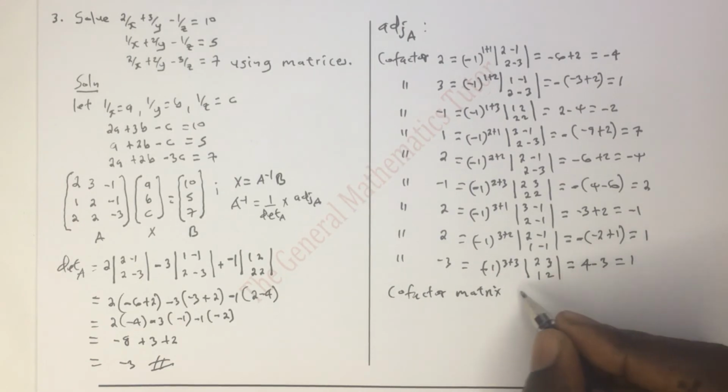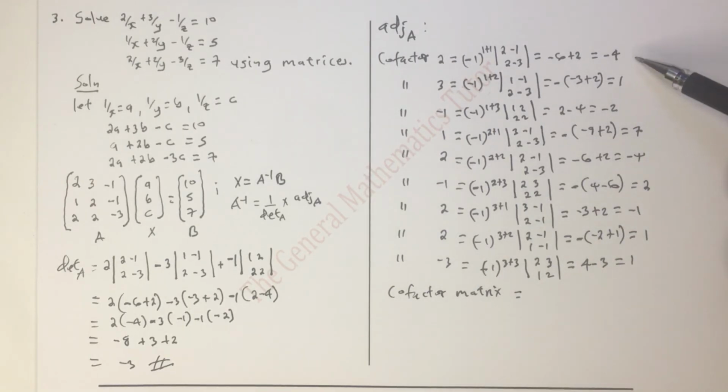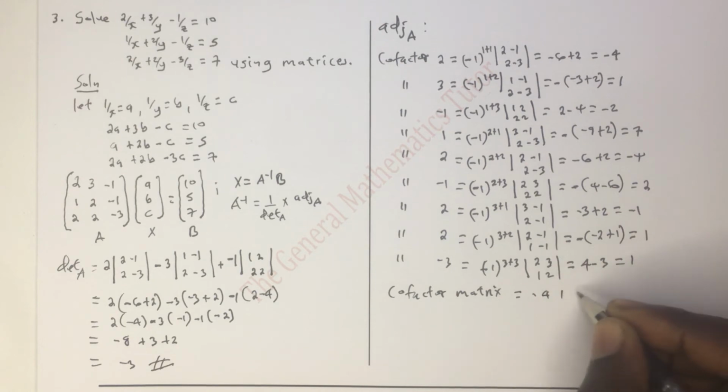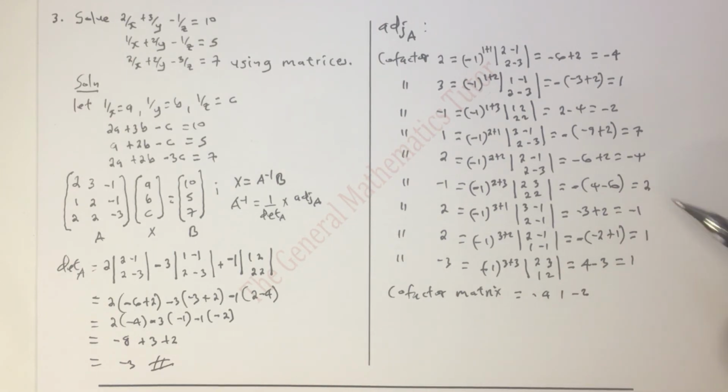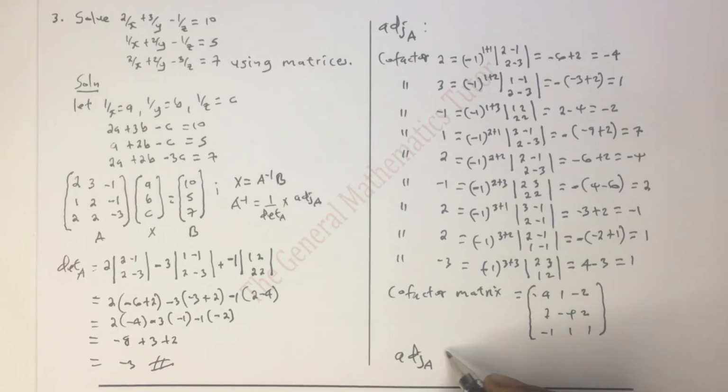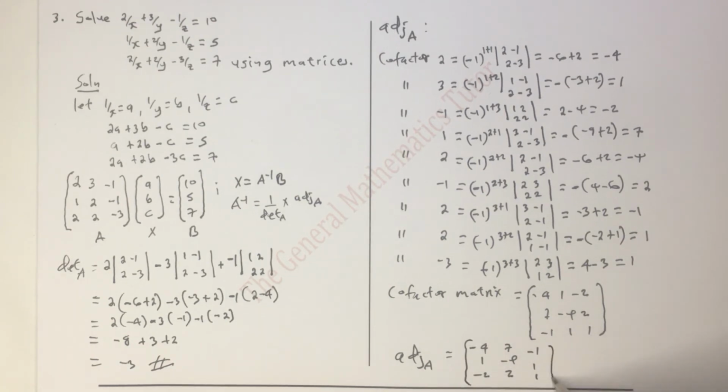matrix will be given by negative 4, 1, negative 2, 7, negative 4, 2, negative 1, 1, 1. So now the adjoint of A is going to be the transpose of this cofactor matrix. So you want to have negative 4, 1, negative 2, 7, negative 4, 2, negative 1, 1, 1 as the adjoint of A.